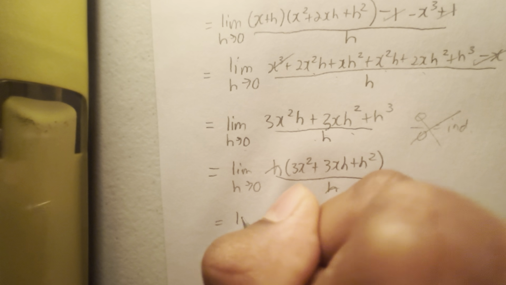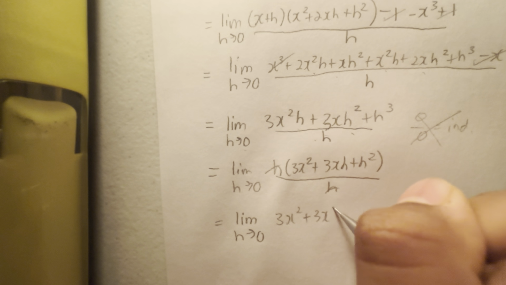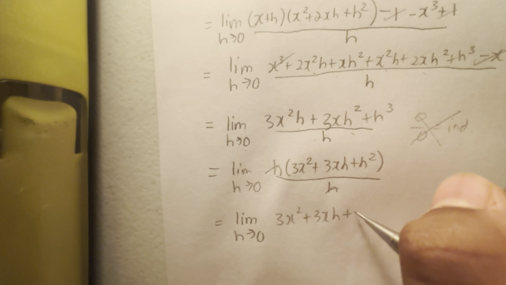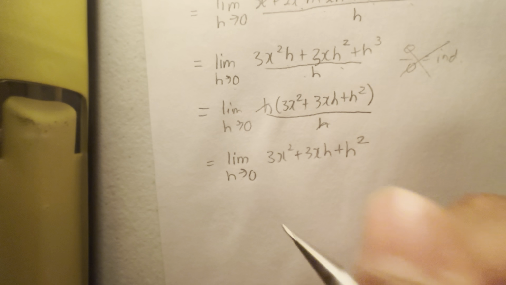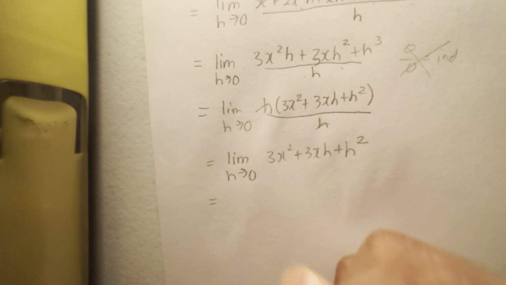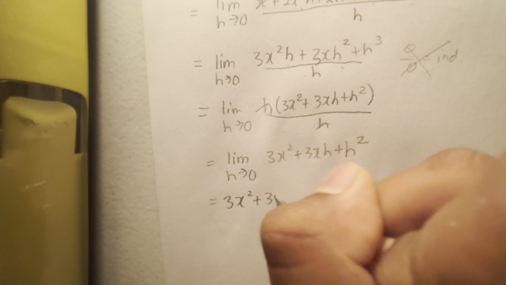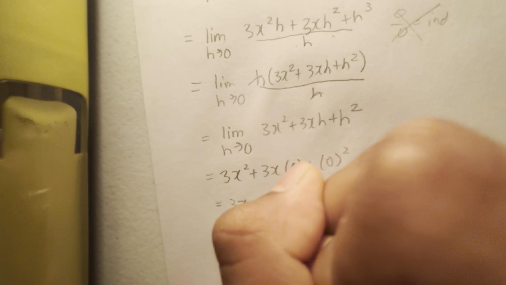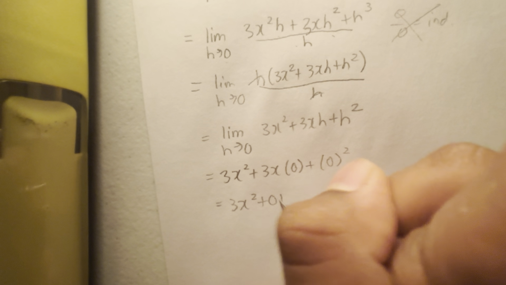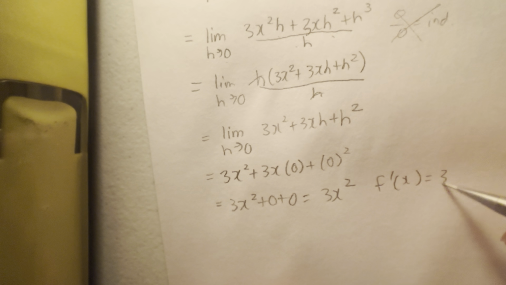So you get the limit as h approaches 0 of 3x squared plus 3xh plus h squared. Now, since we're finding the limit as h approaches 0, you know from your previous math classes that you always have to plug in first for limits, to see if it's indeterminate or not. So here you would plug in, so it would be equal to 3x squared plus 3x times 0 plus 0 squared. And we know this is just equal to 3x squared plus 0, which just equals 3x squared. So f prime of x, the derivative, is equal to 3x squared.